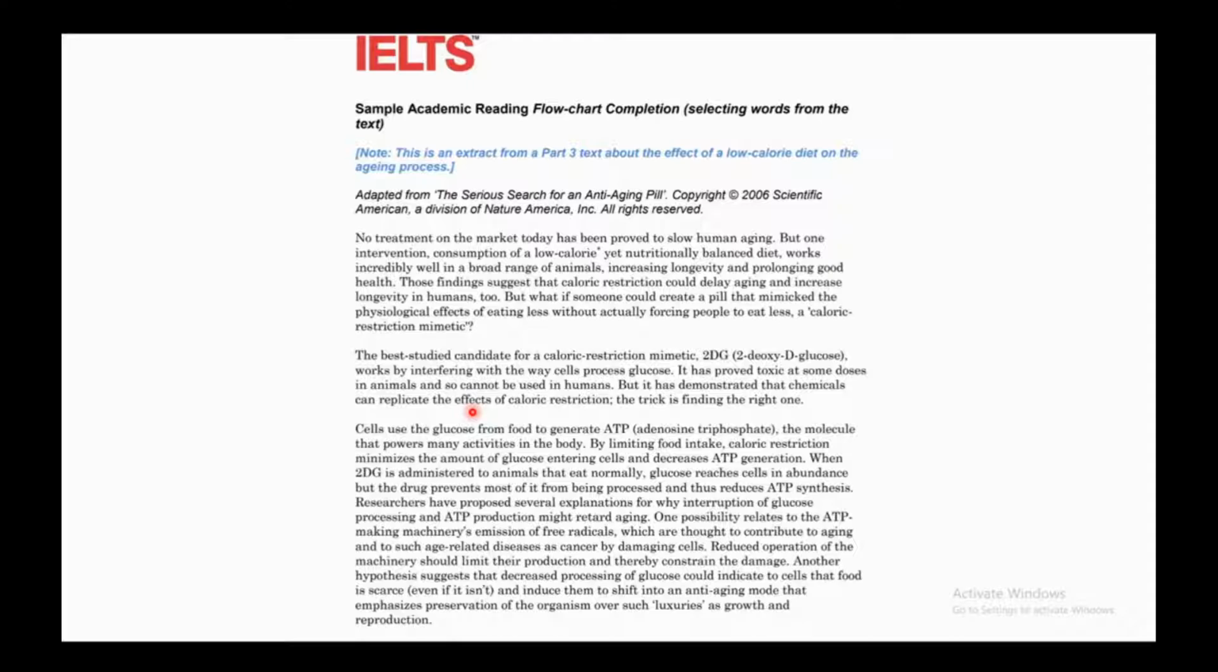Next is also a paragraph. This is a flowchart completion. The procedure is the same. So you read the paragraph. One thing I would say about reading, you have to increase your reading speed. You have to learn the art of scanning and skimming. There are various tips on YouTube, so watch the videos of JAYJ, a very good IELTS tutor. Ima is also a good IELTS tutor on YouTube. You can watch the videos of these two tutors, and many other tutors are available on YouTube related to IELTS preparation.